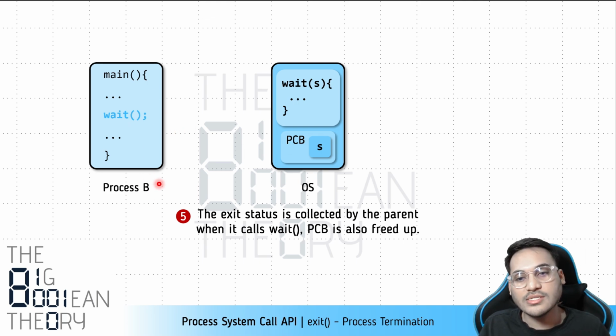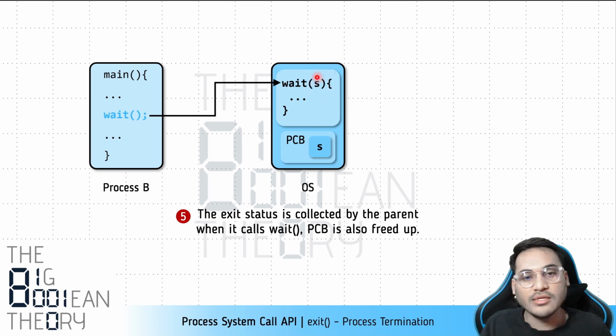Now when the parent process, that is process B, let's assume process A got terminated, let's assume process B is the parent of process A. So in process B, this wait system call will be invoked at some point in time. The argument to the wait system call is a pointer to an integer, right? In this integer pointer, this exit status will be stored. So the exit status is collected by the parent when it calls wait. PCB is also freed up.